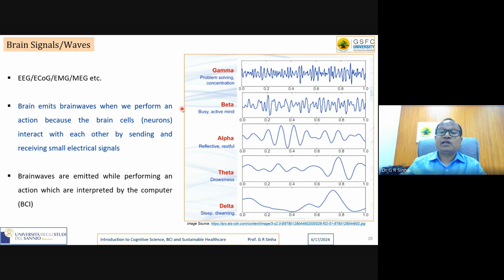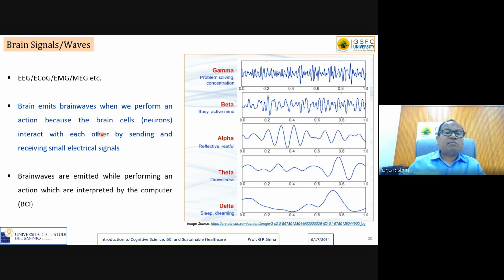Look at the picture carefully. Highest frequency is generated when you are in problem solving, when you are trying to pay attention, when you are solving some complex problem. So this is how you can differentiate in terms of your brain signal. What are you doing? Whether your problem solving is better than another person, or worse than another person. All these studies can be performed when you have an understanding of these brain signals.